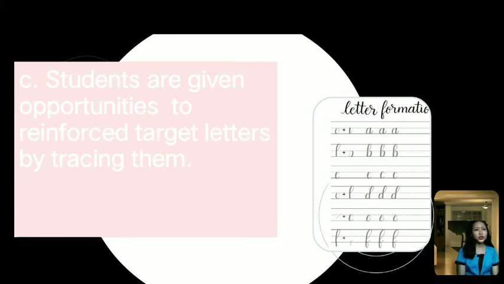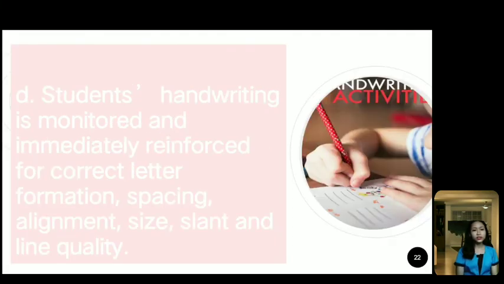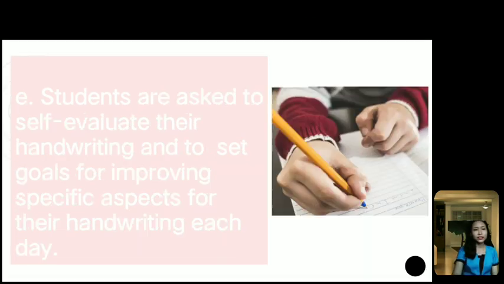Next, students' handwriting is monitored and immediately reinforced for correct letter formation, spacing, alignment, size, slant, and line quality. Students are asked to self-evaluate their handwriting and to set goals for improving specific aspects of their handwriting each day. Students are encouraged to correct poorly formed letters and to rewrite illegible work.